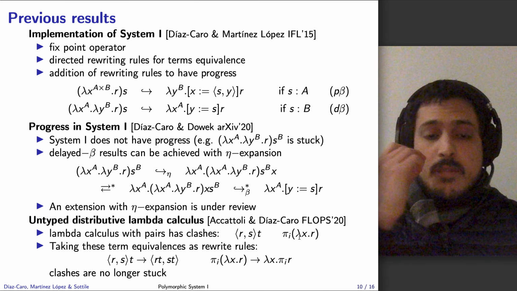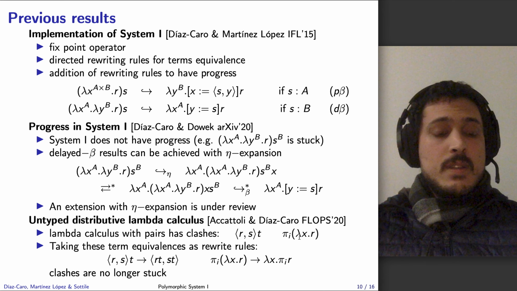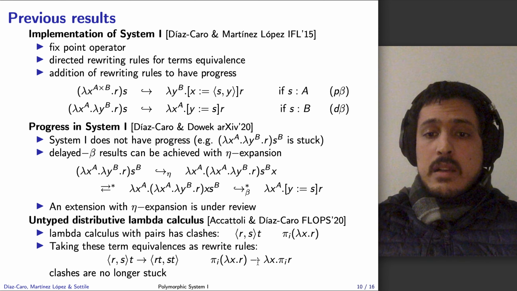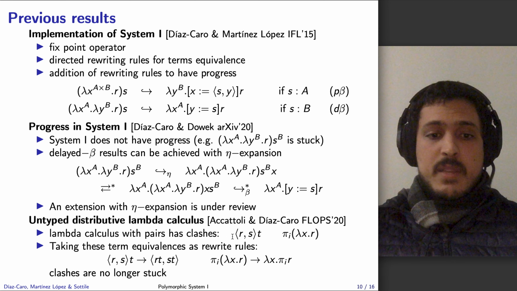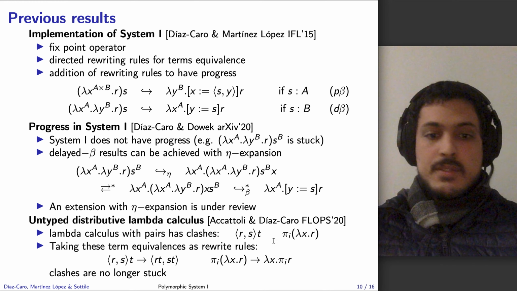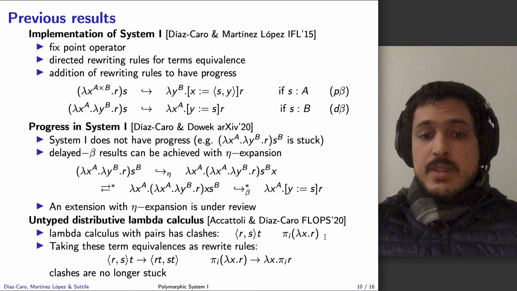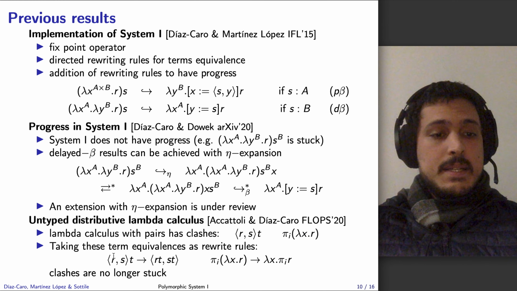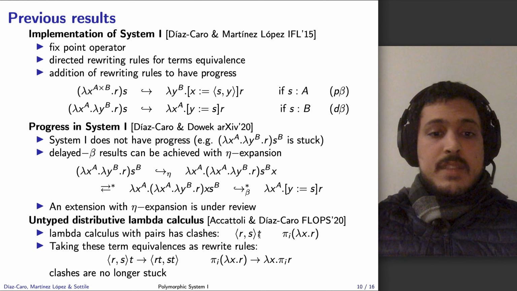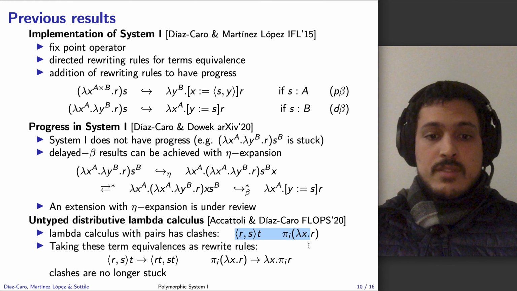And there's type distributed lambda calculus, which is a work by Agatoli and Diaz-Caro. We know that lambda calculus with pairs has clashes, right? Because we have this introduction of the product, and we are trying to eliminate an arrow, and we have this introduction of the arrow, and we are trying to eliminate the product. And these are terms that are stuck, and they are eliminations. So the system as it is has no progress.